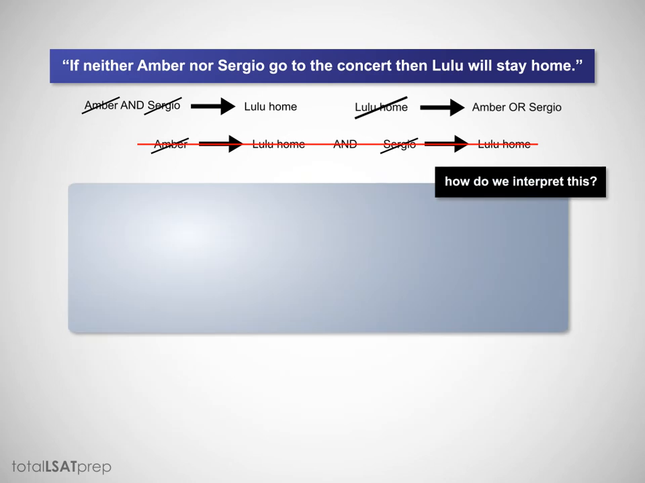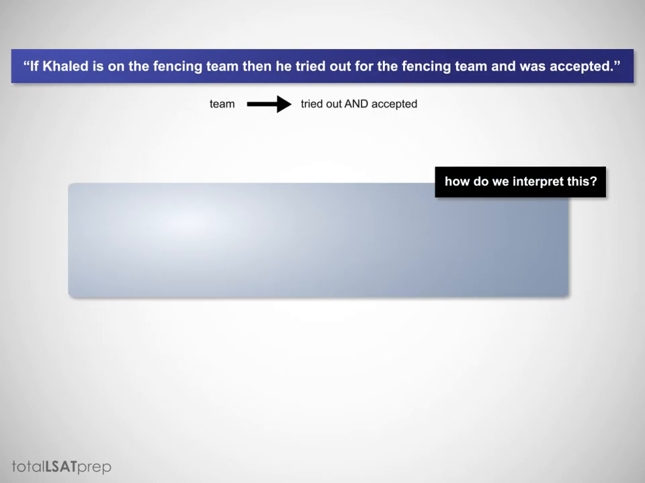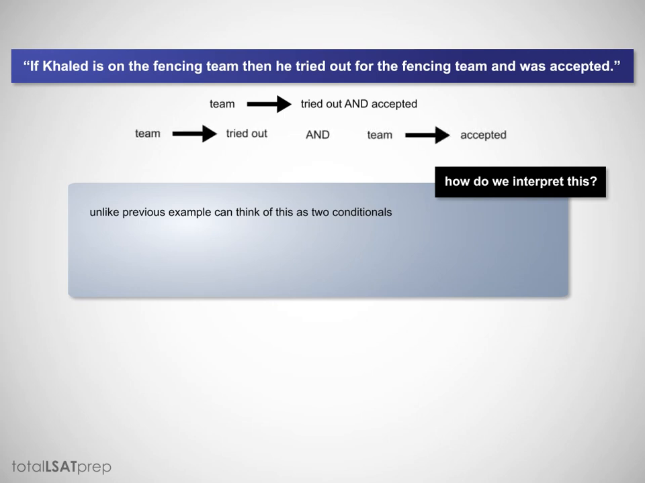Okay, let's take a look at this one. It says, if Khalid is on the fencing team, then he tried out for the fencing team and was accepted. Now, unlike in the previous example, in this one, we can think of it as two conditionals. So him being on the team means that he tried out and accepted. That means that if he's on the team, then he tried out. And it also means that if he's on the team, then he was accepted.